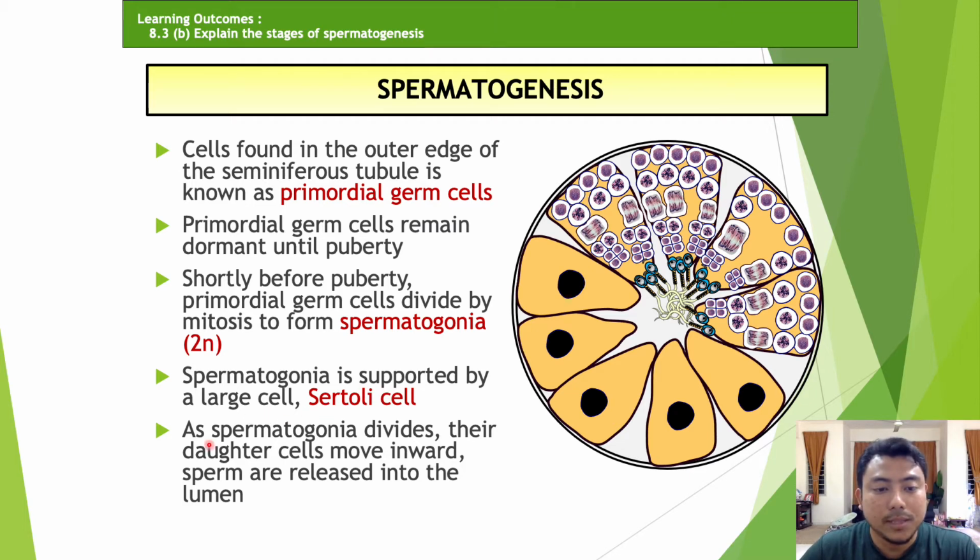As a spermatogonium divides, its daughter cells move inward and sperm are released into the lumen. So we can see from this diagram the development of the sperm, after mitosis, and then after it undergoes meiosis, finally it becomes spermatozoa. This spermatozoa, or the sperm, will move towards the lumen. Lumen means the space or cavity in the middle of this tubule.